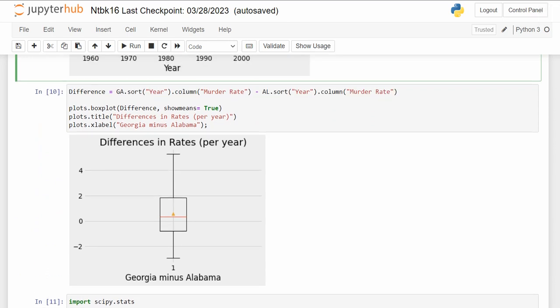Okay. And notice that we're looking at differences. Why? Well, because there's a matching, right? So we take murder rates from the same year and we subtract Georgia minus Alabama, and we get this range of values. Sometimes it's positive, sometimes it's negative, sometimes it's near zero. But notice that the mean and the median are a little bit positive. They're a little bit greater than zero. And we're doing Georgia minus Alabama, which means on average, it appears that Georgia rates are higher than Alabama rates.